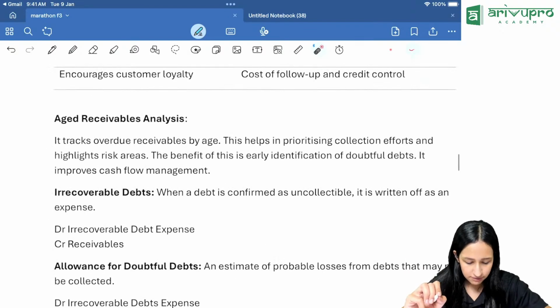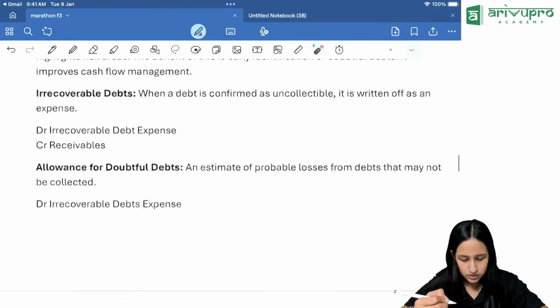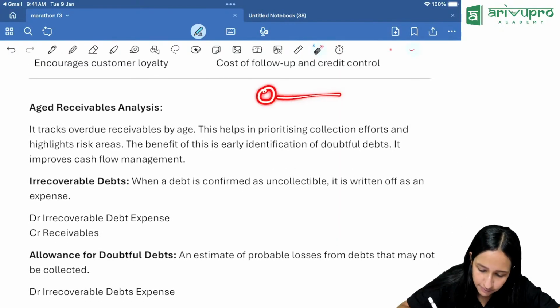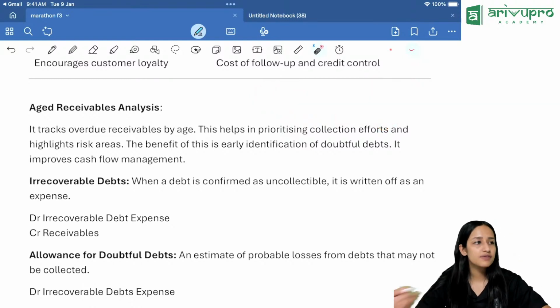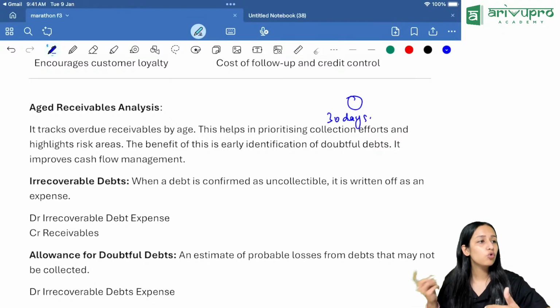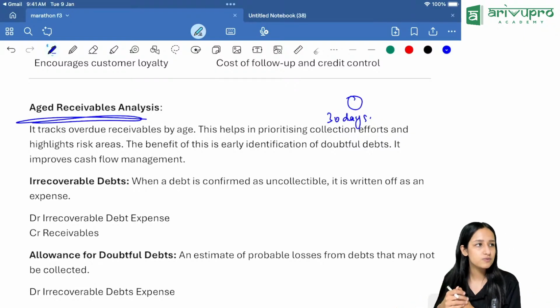Right, aged receivables analysis. Now this and this could be the only tricky topics within this. Sometimes we give a credit period of, let's say, 30 days, but even after 30 days we have not received the amount back. So we need to see what the overdue amounts are. For that we do something called aged receivables analysis. We will see how many old receivables are pending, so that we can figure out how to collect them quickly.